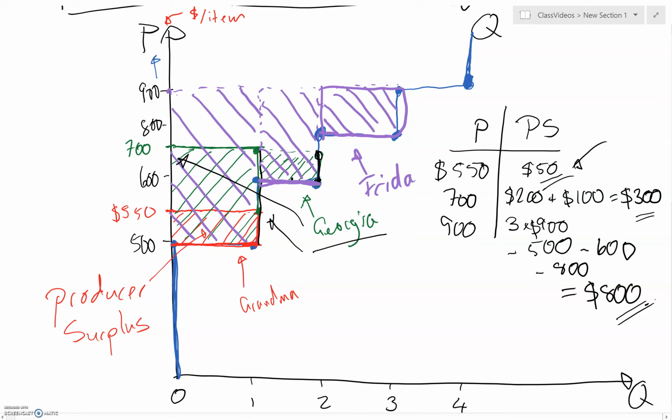So here we've worked out producer surplus, and we can use this to quantify how much of a benefit producers get from participating in a market. Okay, I will do one more video on producer surplus, so look out for a link to this in the video description below.